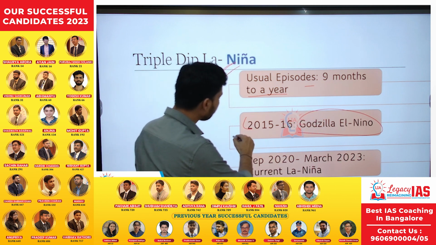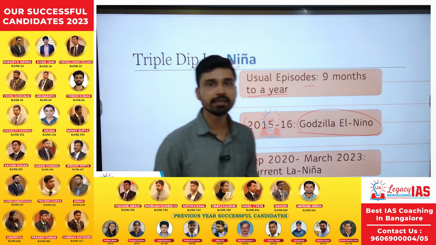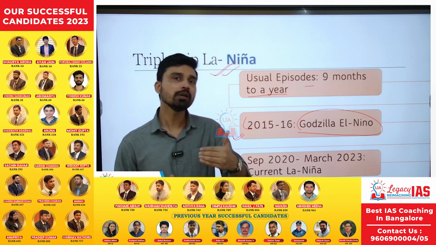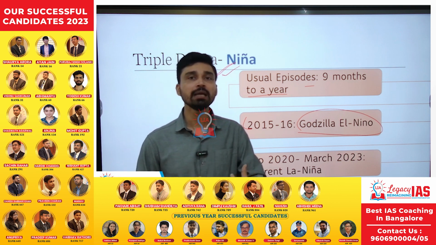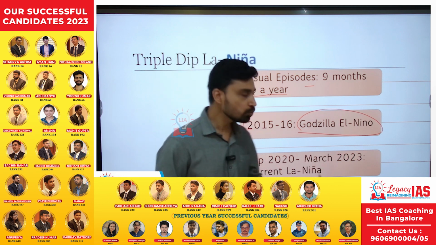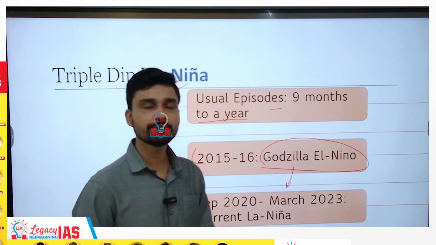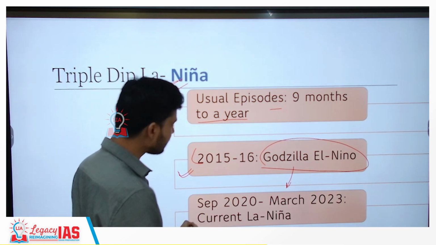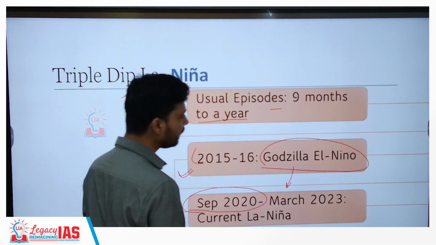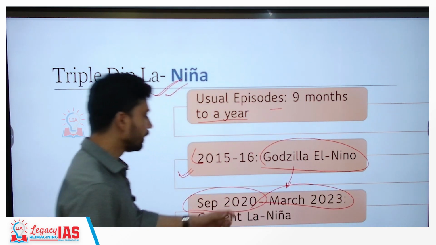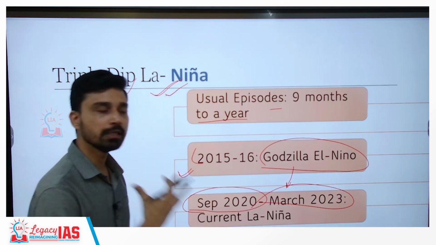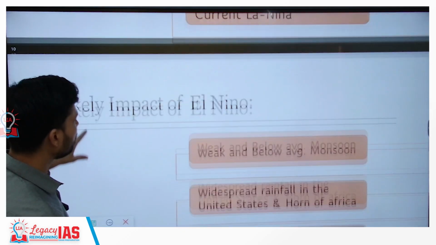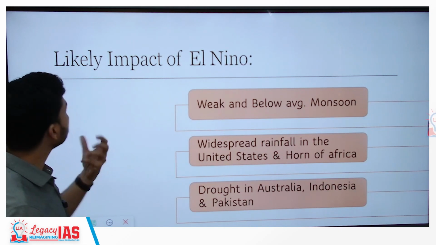And obviously, if warming has happened to a greater extent in the preceding El Niño years, if the situation has to become normal, that means the cooling also has to happen for a greater period of time and to a greater extent. And that is why Godzilla-like El Niño situations are generally succeeded by what we can refer to as a triple dip La Niña. And that is exactly what we saw. Between September 2020 and March 2023, we had the occurrence of La Niña continuously for 3 years, which is a very unusual phenomenon, though not very, very rare.